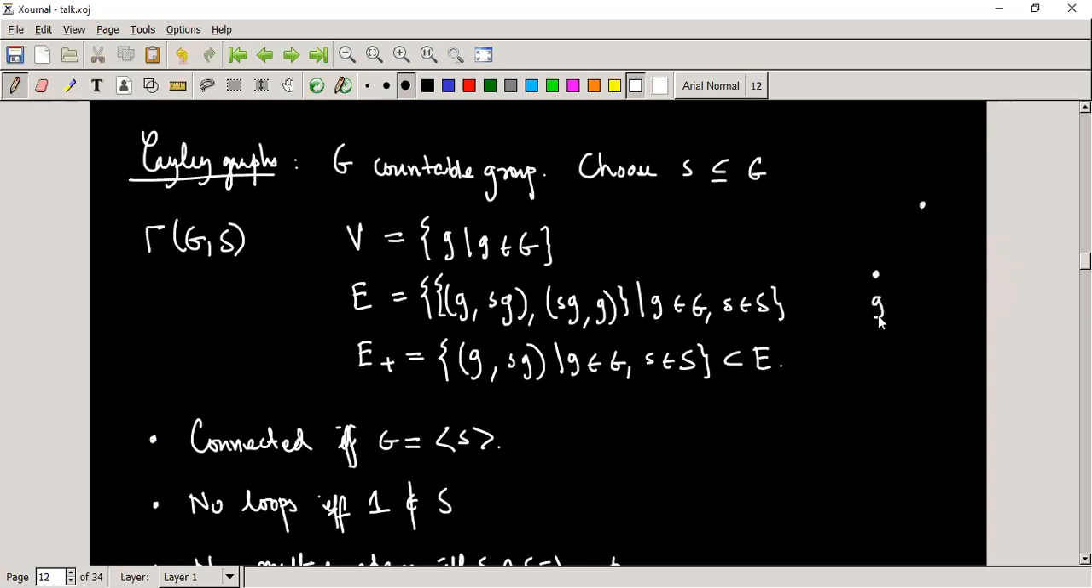Suppose you hit the element g with an element from capital S. So let's say little s is an element of capital S. You get some other element sg. Join it by an edge. And that's my edge. These are the edges of the graph. And of course, I'm labeling it by the pair (g, sg), also by the pair (sg, g), because I'm not specifying the direction. Once I specify a direction, if I choose one, I will specify a direction. But of course, this graph has a canonical direction because I'm hitting it by something, so I can choose (g, sg), and that would be a direction.